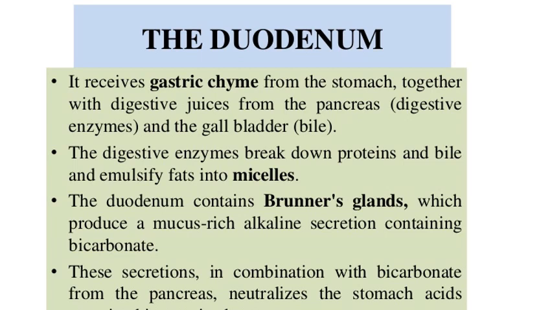The digestive enzymes break down proteins, and bile emulsifies fats. The duodenum contains Brunner glands, which produce mucus-rich alkaline secretion containing bicarbonate. These secretions, in combination with bicarbonate from the pancreas, neutralize the acidic juice from the stomach.